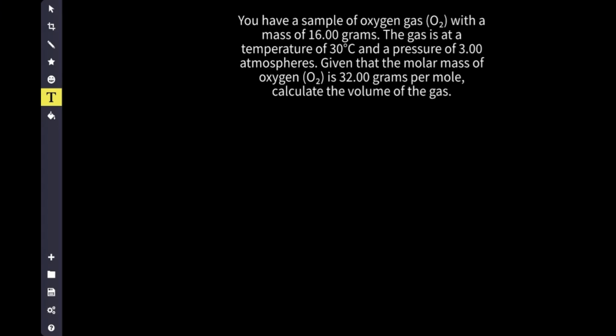Okay. You have a sample of oxygen gas with a mass of 16.00 grams. The gas is at a temperature of 30.0 degrees Celsius and a pressure of 3.0 atm. Given that the molar mass of O2 is 32 grams per mole, calculate the volume of the gas. So once again, I'm going to write out our equation. PV equals nRT.